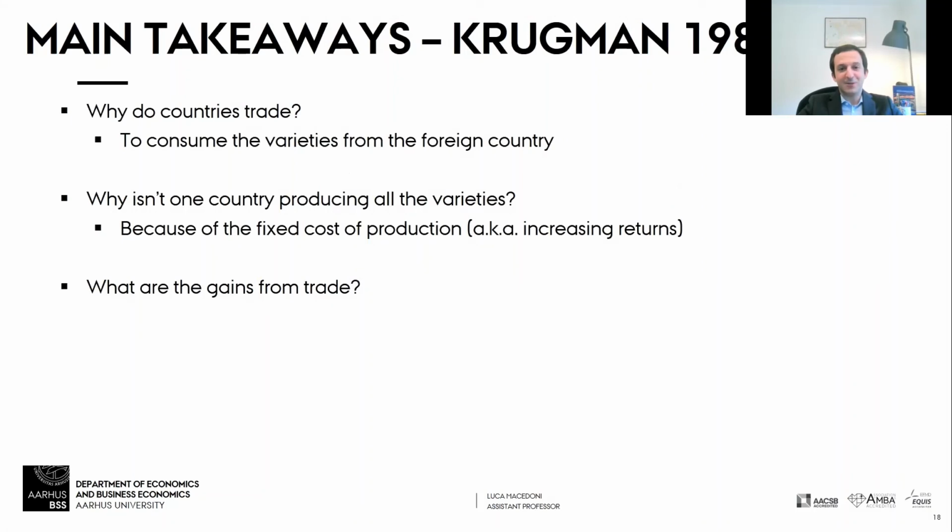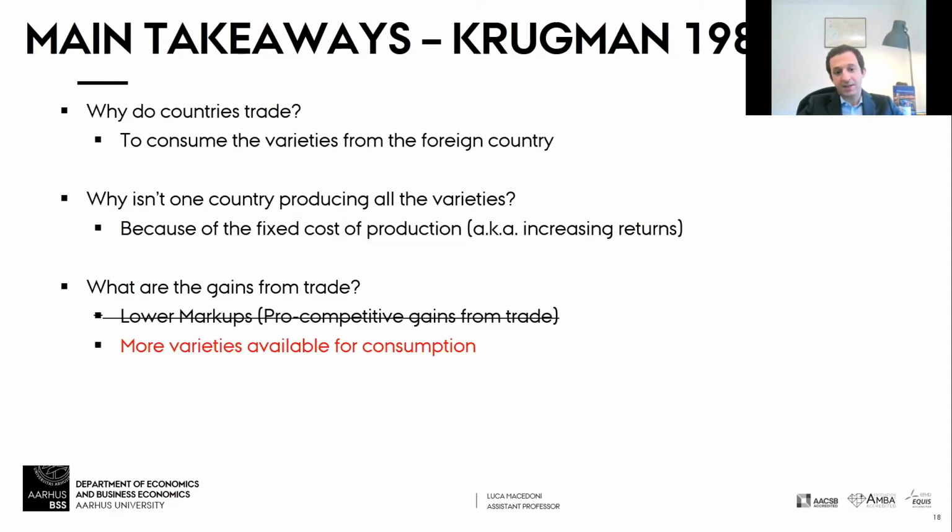What are the main takeaways of the Krugman 1980 model? Well, countries trade because they want to enjoy the varieties produced from abroad. You don't produce all the varieties that you want at home because of the fixed cost, as we saw before. But now there are no pro-competitive gains from trade. Prices do not change. We have more varieties available for consumption and no firm selection. So the only source of the gains from trade is the increase in the number of varieties available for consumption.